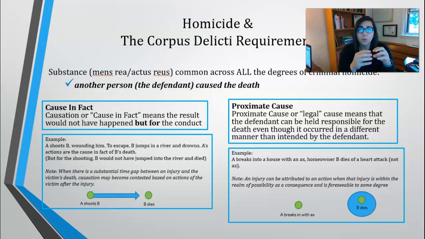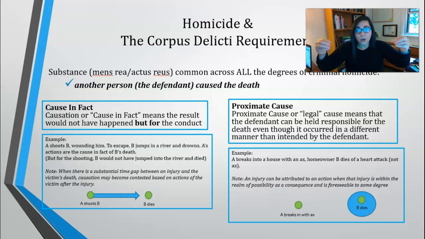However, note that when there's a substantial time gap, as we're working backwards or forwards in that timeline to see if there's that direct cause in fact, that time gap between the injury and the victim's death could be areas for there to be some contested facts from the defense.